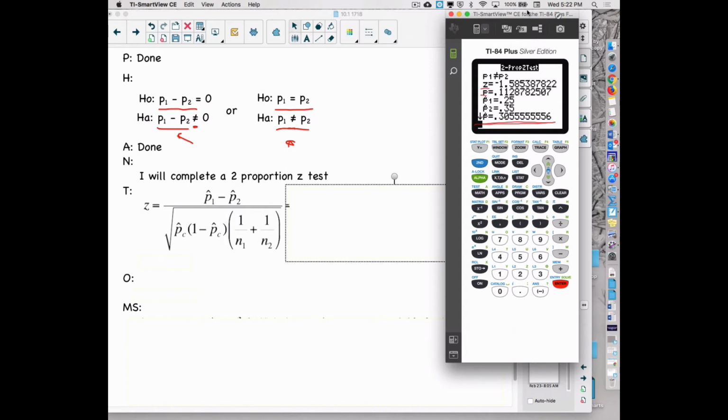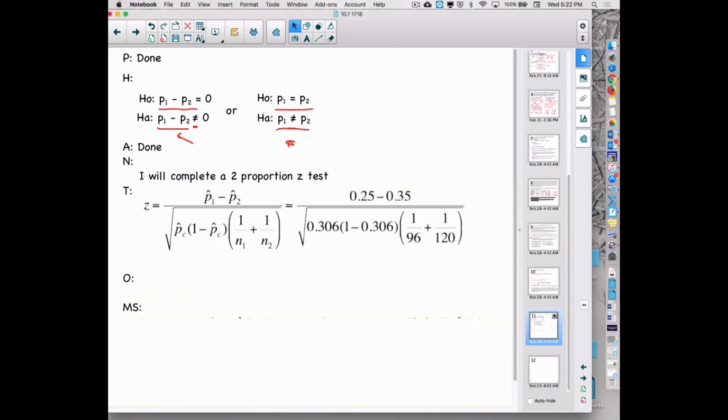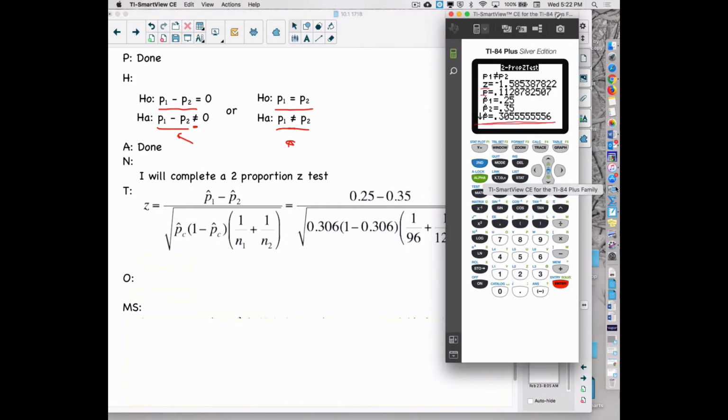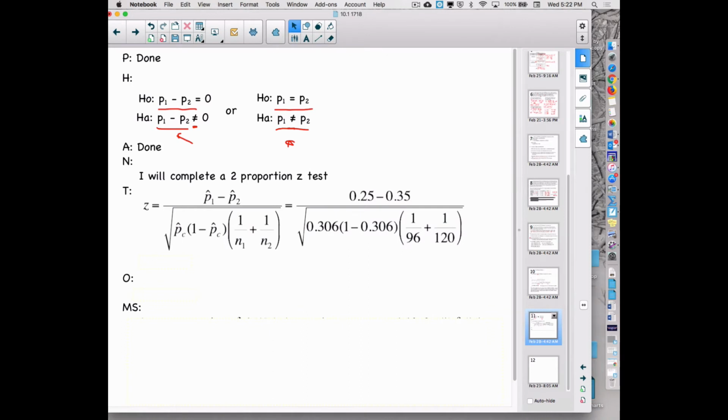So here's how the rest of this would go. There's my formula with numbers. There's that 0.306 I just mentioned. It's 0.305555 here, but I rounded to 0.306. And then I need to actually give the z. The z in this case is negative 1.59.